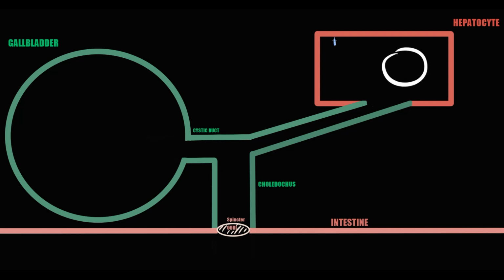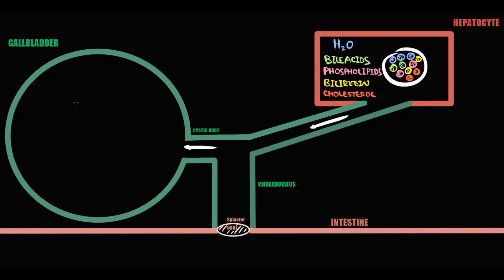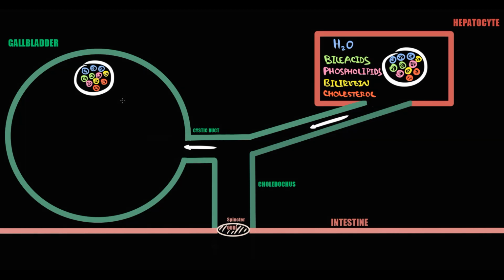Recall that the normal components of the bile are water, bile acids, phospholipids, conjugated bilirubin, and cholesterol. Once bile is produced by the liver, it goes through the bile ducts to the gallbladder. And the gallbladder is the place where bile is stored until we consume some fatty food.